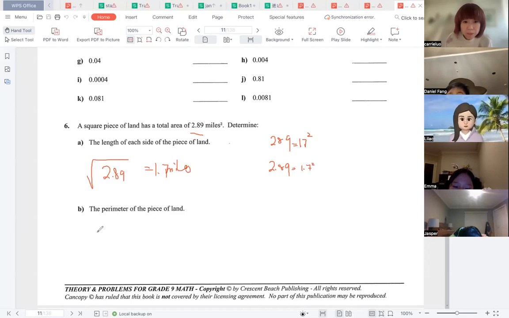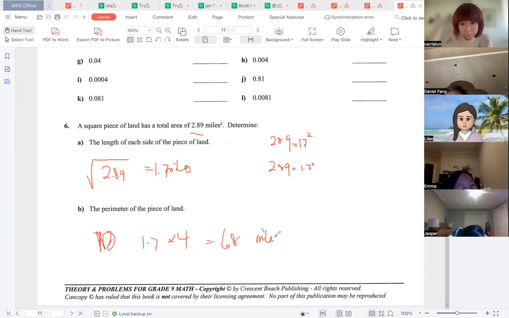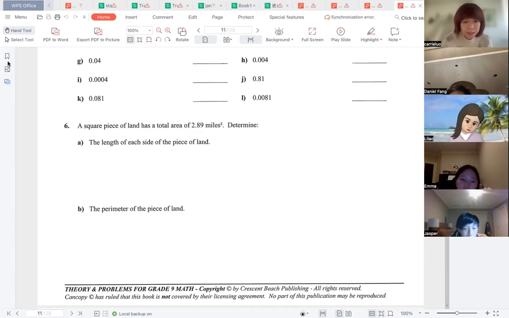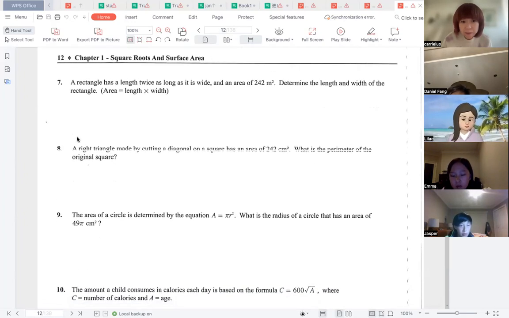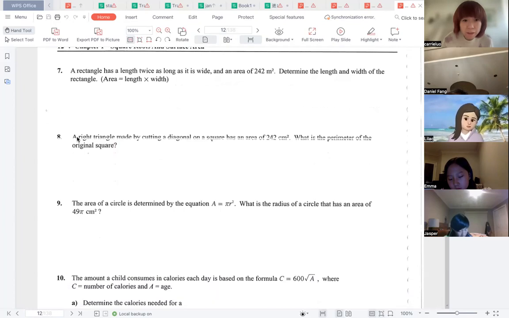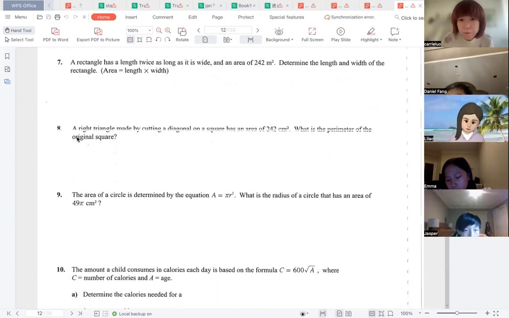The perimeter of the piece of land is 1.7 times 4 equals 6.8 miles. Get it, everybody? Okay, so that's the easiest way to do that. And I would like to see your process, okay? So let's take a look at number 8. Everybody, number 8. A right triangle made by cutting a diagonal on a square has an area of 242. What is the perimeter of the original square? Okay, boys and girls, number 8, please think about it and let me know your answer.